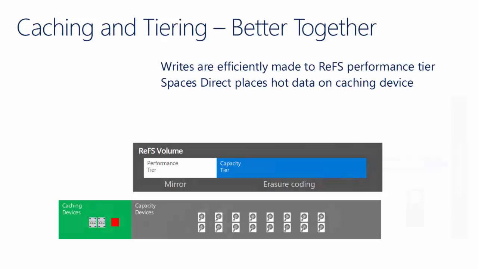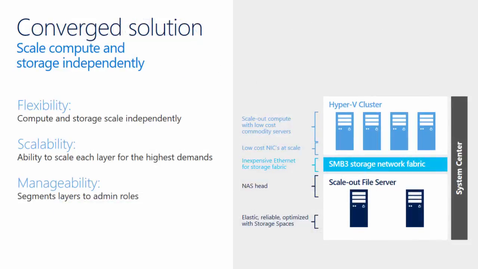So as we keep going through some of the additional slides, we've got the converged solution. This is where the Hyper-V cluster is separated out from the file server cluster, so we've got very, very high performance between them. We might have multiples of gig Ethernet, we might have 10 gig Ethernet, we could have RDMA enabled adapters, for example. But we scale each of these out independently from each other.